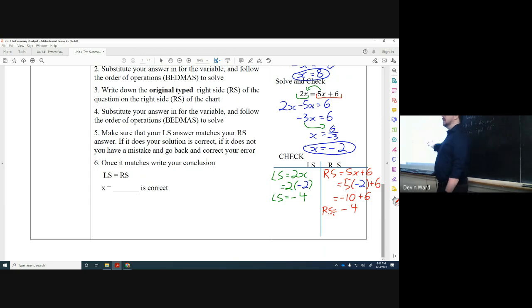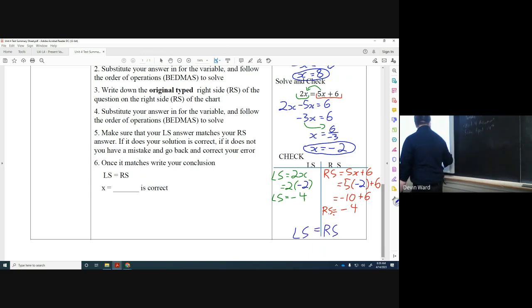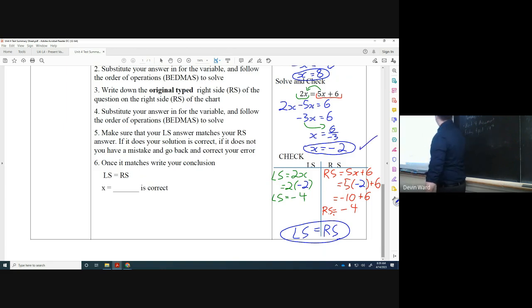So, left side's -4, right side's -4. So my left side is equal to my right side. And that's how you know that x equals -2 is right. If they weren't the same, you did something wrong. Exactly. So say if I tried -1, that would get my left side as -2, and my right side would be +1. They're not equal to each other, so I know that that's not right. So I'll go back and double check and try it again.